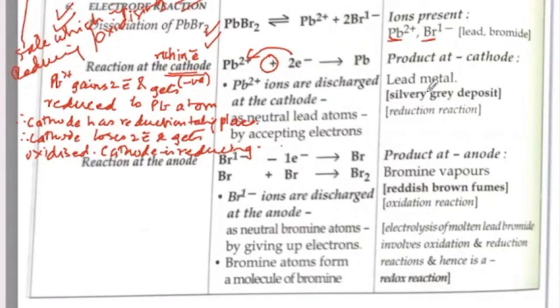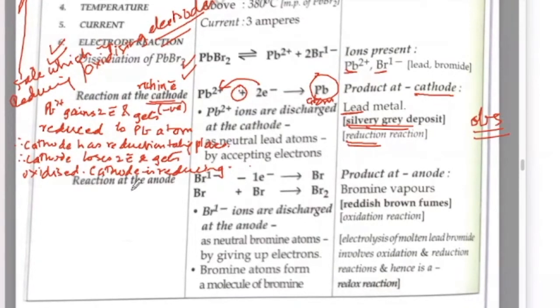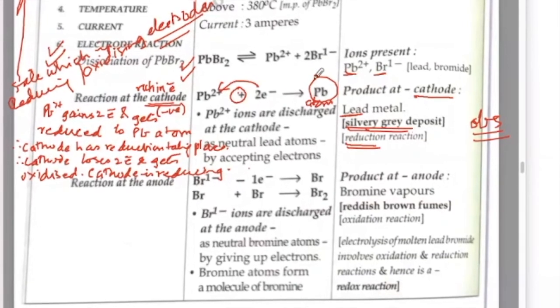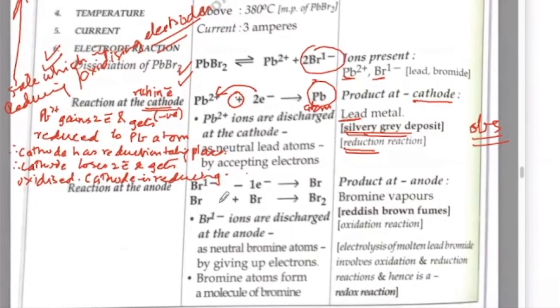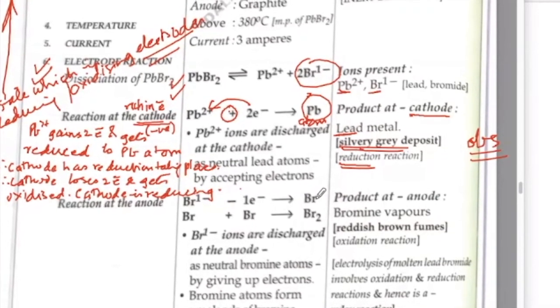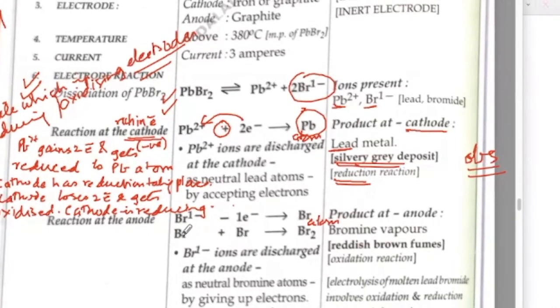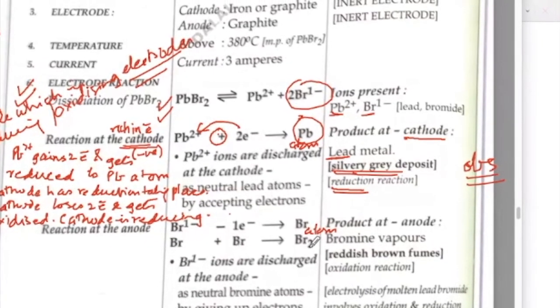Electrode. Now lead metal is deposited at the cathode. Can you see this? This is the atom. It is silvery gray. Deposit means it is an observation. And it is the reduction reaction. Now the reaction at the anode. So Br1- will lose one electron and it will become Br atom. But it cannot stay by itself, so Br and Br gives you Br2.